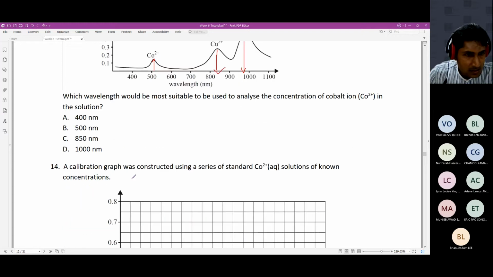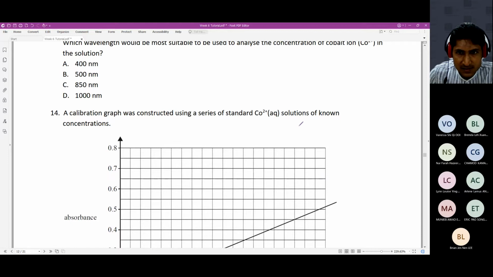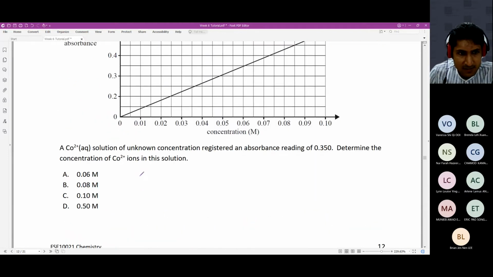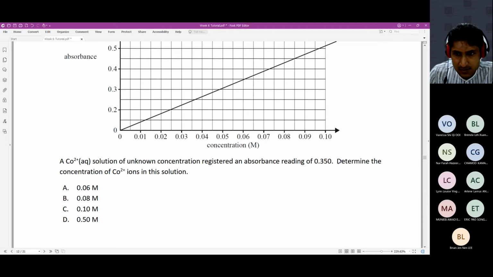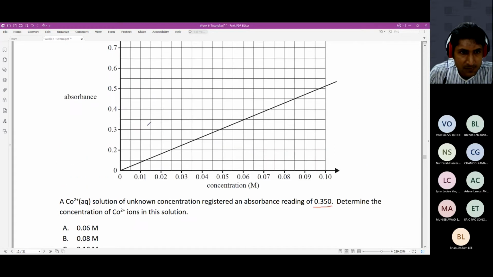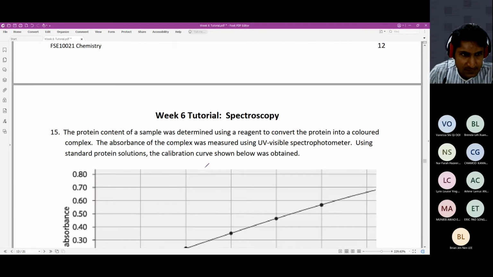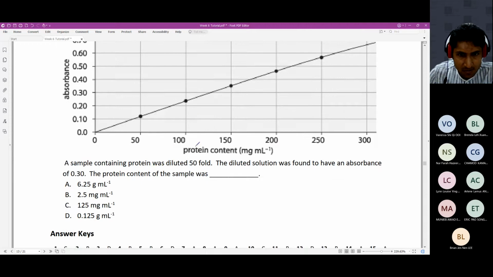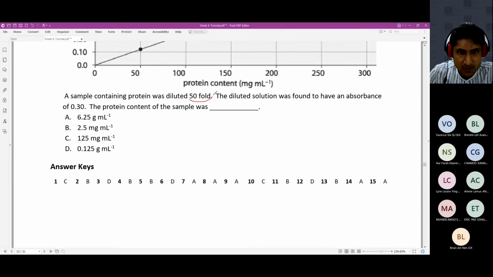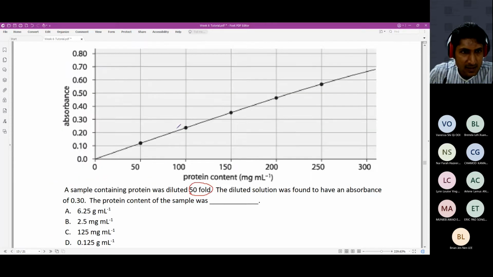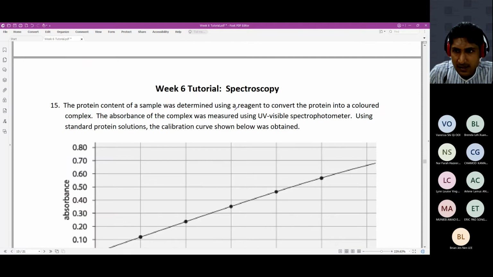A calibration curve was constructed using a series of cobalt concentrations, and then the same question, same thing. It was 0.350, so we drop down. So it is 0.06 molar concentration, right? We find it. Same thing, I'm not going to discuss. Only it is 54. So whatever we get, let me just go through quickly.